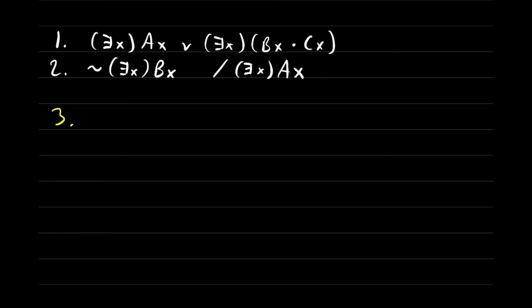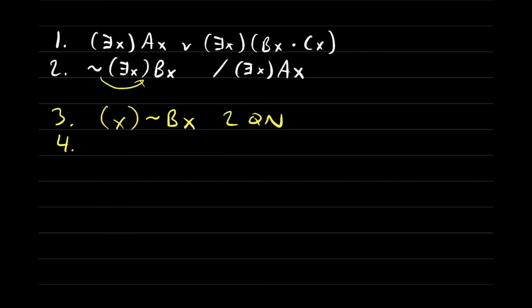We're going to take this negation, move it inside the quantifier, change the quantifier to a universal quantifier. So we have for all x, it's not the case that Bx, like so. And that's going to follow from line 2 by quantifier negation.